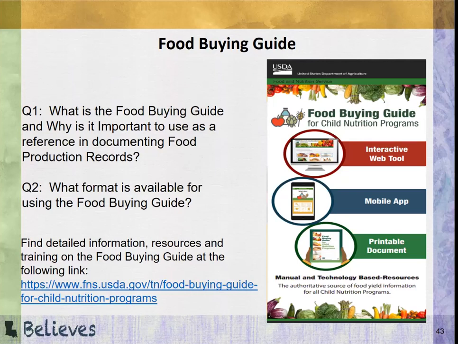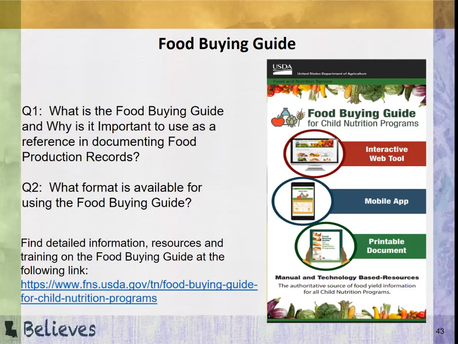The food buying guide assists child nutrition program operators, food manufacturers, and other stakeholders with purchasing the correct amounts of foods for meeting child nutrition meal programs, meal pattern requirements, determining the contribution that each food makes toward meal pattern requirements, and documentation of appropriate serving sizes on production records to illustrate a reimbursable meal was prepared and served.